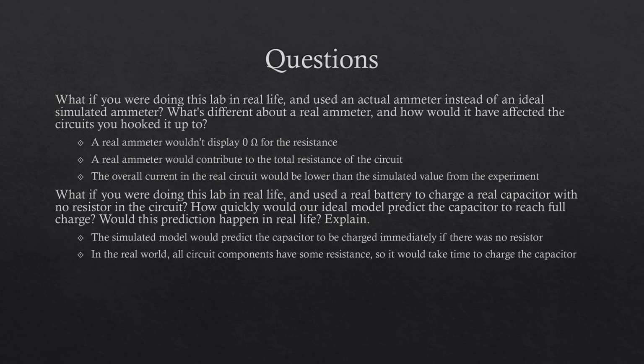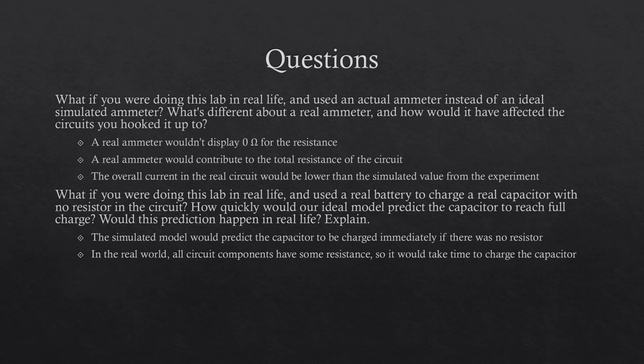If I was doing this live in real life and used an actual ammeter instead of an ideal simulated ammeter, I would have found the real ammeter would not have displayed 0 ohms for the resistance. A real ammeter would contribute to the total resistance of the circuit. The overall current in the real circuit would be lower than the simulated value from the experiment.